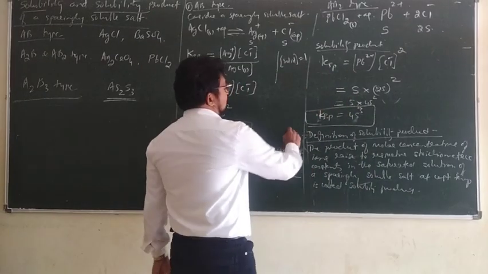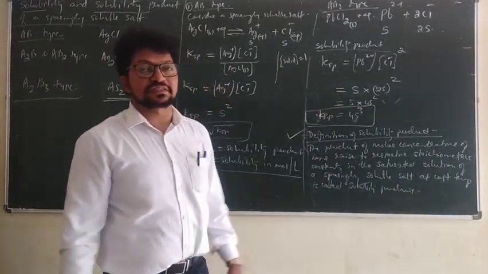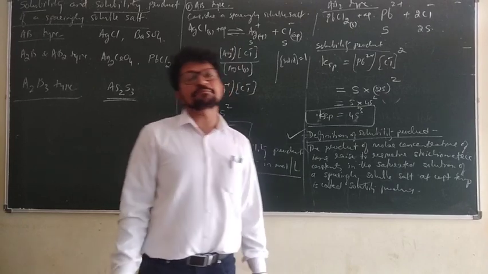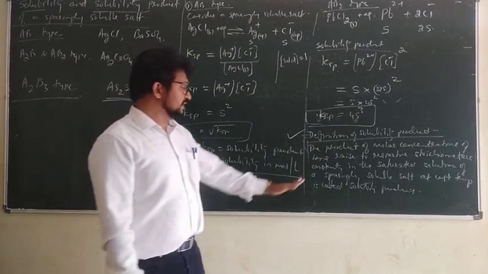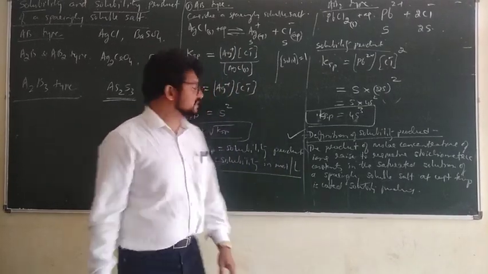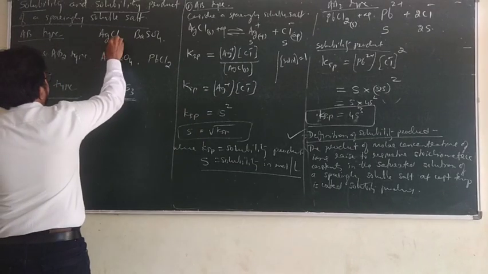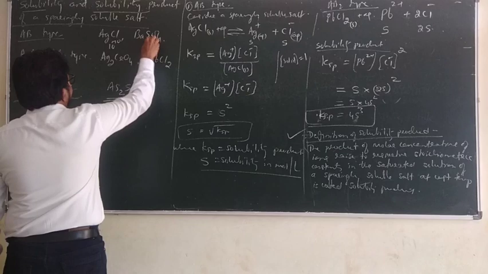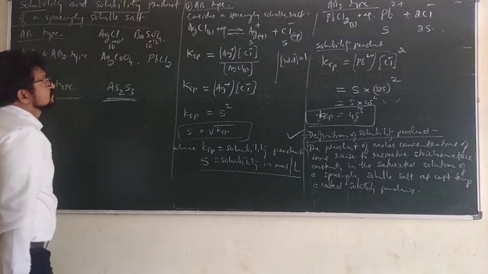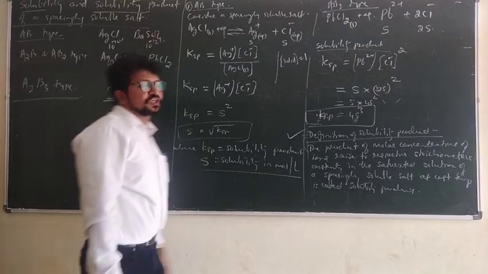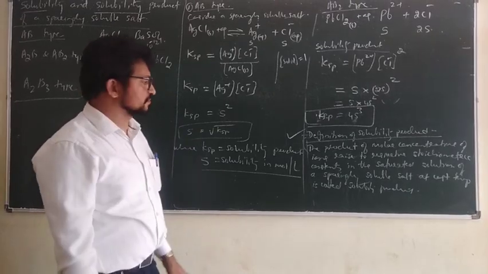So like all other equilibrium constants, this also depends on temperature and nature of solvent. For AgCl, this is of the order 10 to the power minus 10, 10 to the power minus 12 like this. Solubility product is so small, that means solubility is so less.